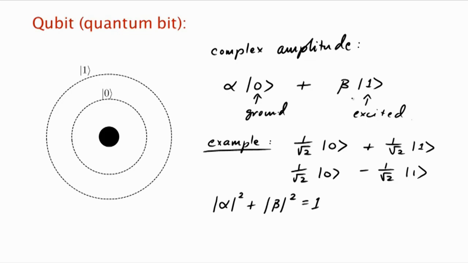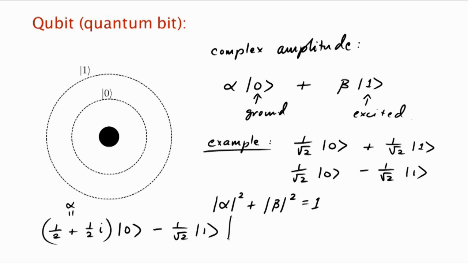So for example, you might have the state 1/2 plus 1/2i for 0, minus 1/√2 for 1. So is this state normalized? Well, what's the square of the magnitude? If this is alpha, what's the square of the magnitude of alpha?